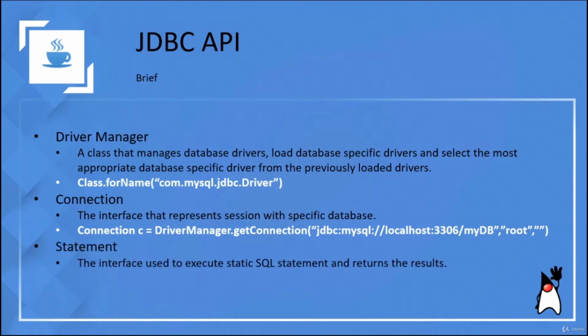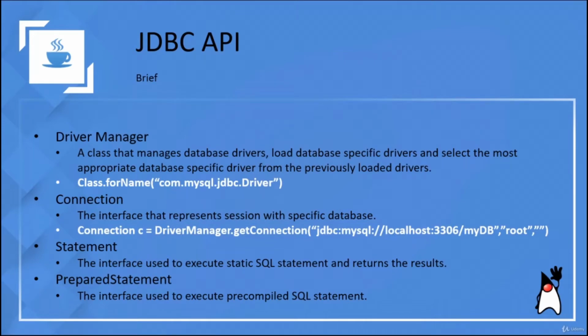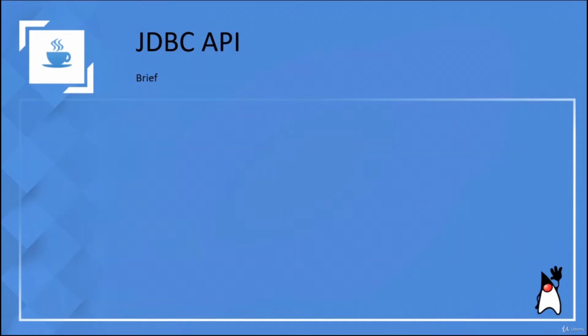After establishing the connection, there must be some way to execute queries, and there are three ways of executing a query: a standard statement, prepared statement and callable statement. To execute a standard SQL statement, we have the simple Statement interface which executes static queries or static SQLs. Then we have the PreparedStatement interface to execute pre-compiled queries or pre-compiled SQL statements. Then we have CallableStatement which is used to execute stored procedures.